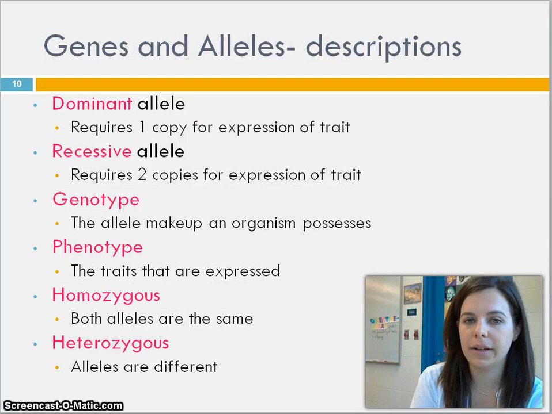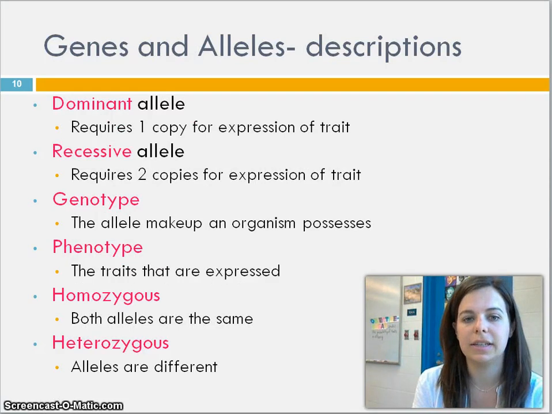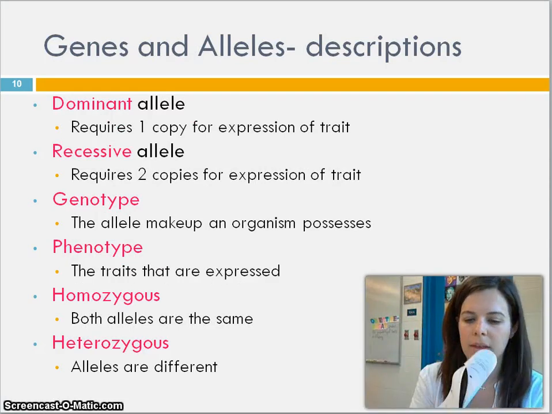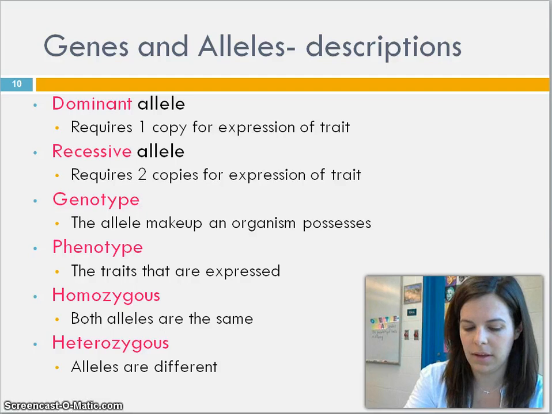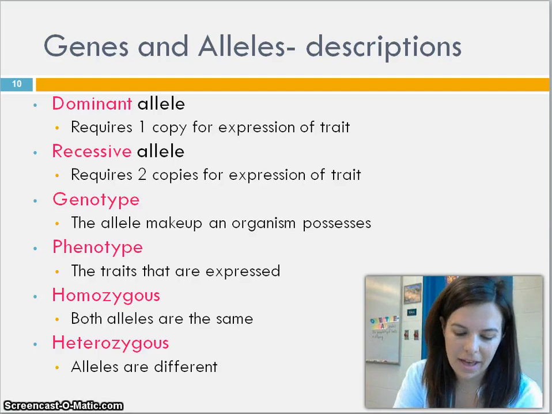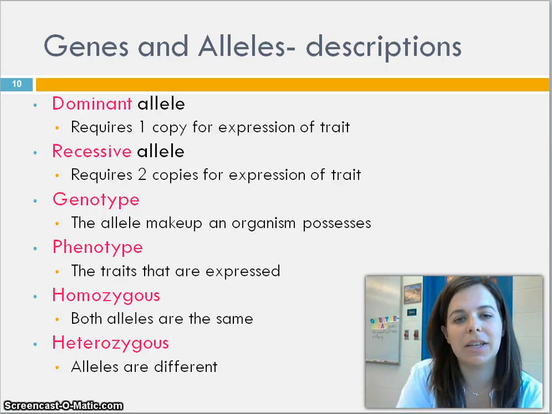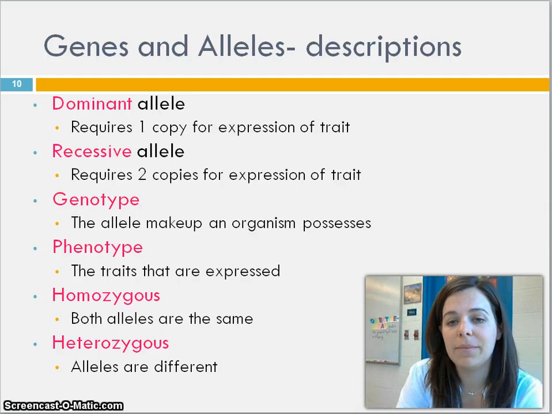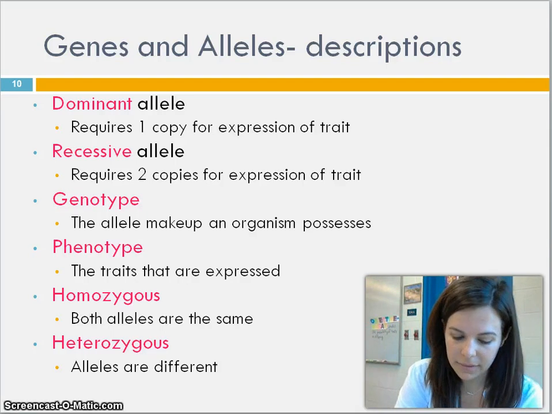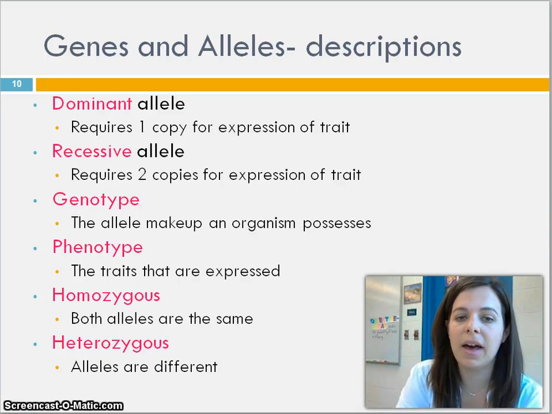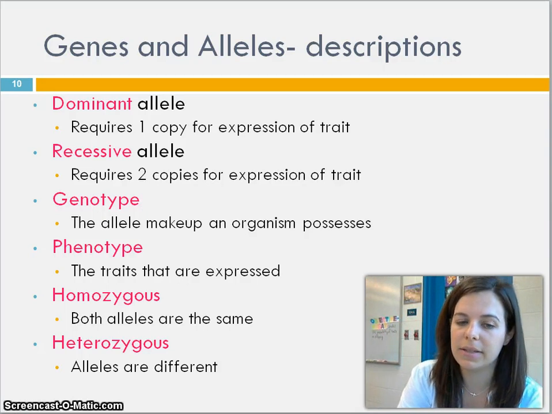So here are some descriptions of the different genes and alleles. You can turn your page. You should have done so already. A dominant allele requires 1 copy for the expression of the trait. If you have 1 copy of a dominant allele, that's the trait you have. However, for a recessive allele, you have to have 2 copies for the expression of that trait. Then you have a genotype, which is the makeup of the alleles that an organism has, or the genes that the organism has. And the phenotype is the expressed traits.